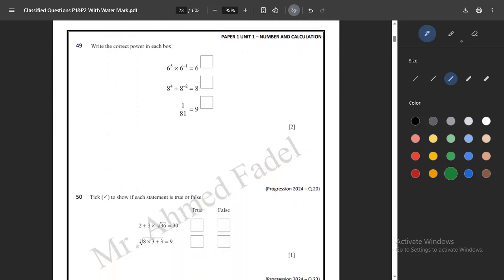6 to the power of 5 times 6 to the power of negative 1 is going to become what? 5 plus negative 1 is going to become 4. 4 minus negative 2 means 4 plus 2, which is actually 8 to the power of 6. Here, this is 1 over 81, which means 1 over 9 to the power of 2 equals 9 to the power of what? We agreed if we flip it, it's going to become negative 2. So 9 to the power of negative 2.